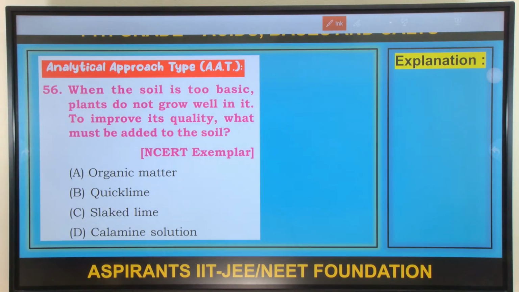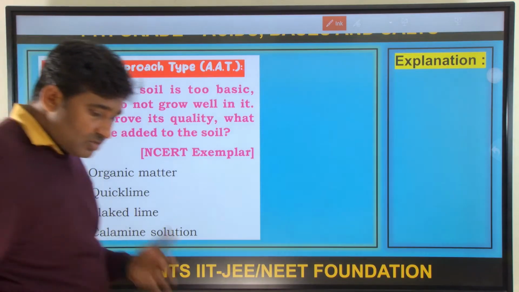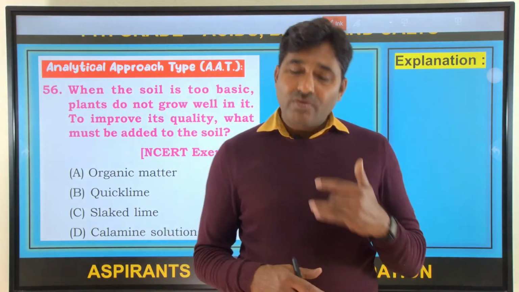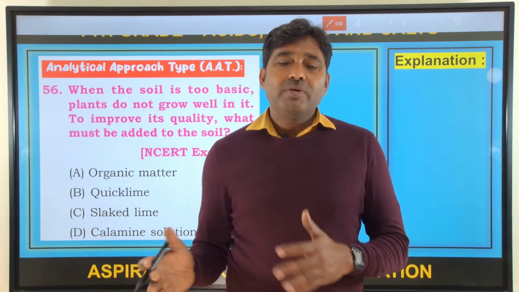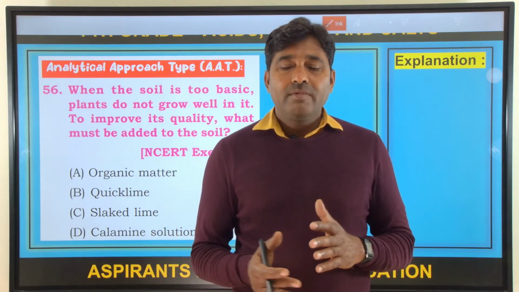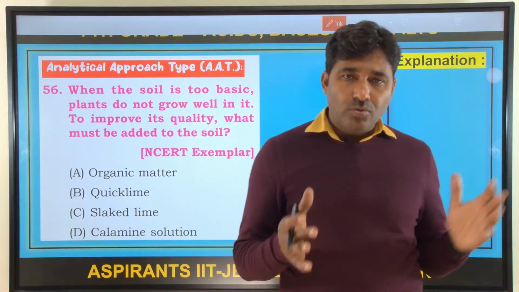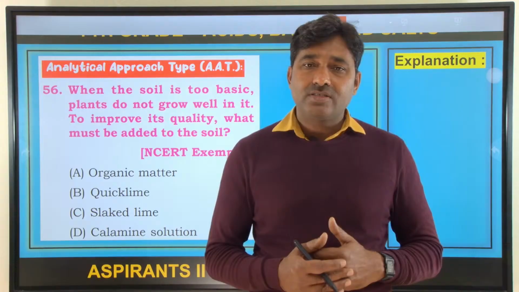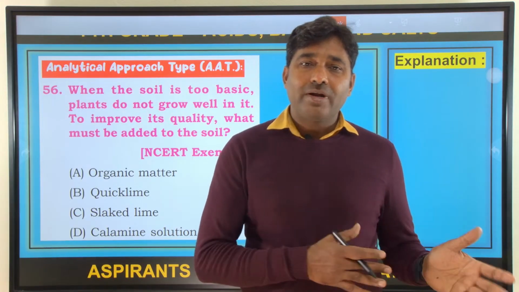When the soil is too basic, plants do not grow well in it. To improve its quality, what must be added to the soil? So when the soil is too basic, otherwise too acidic, it will not be suitable for the crop to grow. They will not give more yield, there will be a disturbance in the growth of the crop plants, they will not give proper yielding.